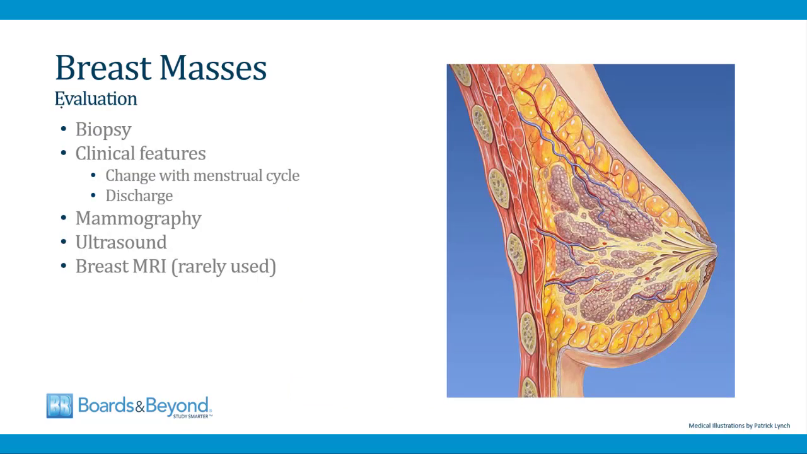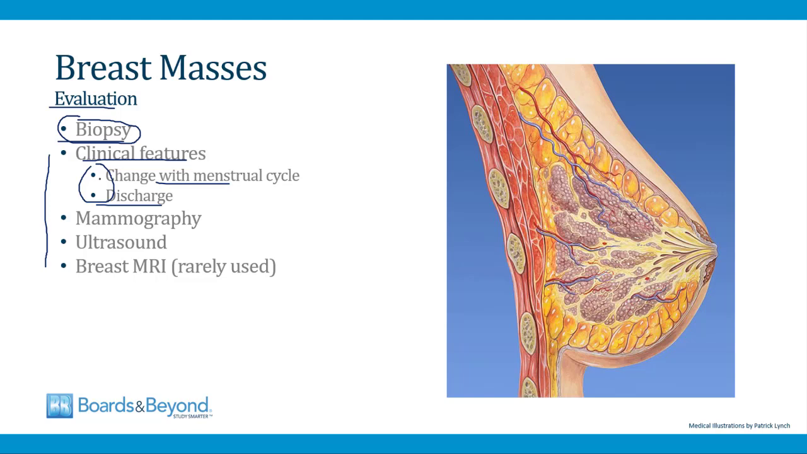There are a number of tools we use to evaluate a breast mass. The most definitive way to evaluate a breast mass is to do a biopsy, but unfortunately biopsy is invasive and it carries a risk of complications, so for that reason we reserve biopsy for select cases, and instead we use these other things here to try and determine whether or not a breast mass is malignant and needs to be biopsied or whether it's benign. You can get clues about the etiology of a breast mass from the clinical features, like does it change with the menstrual cycle or is there discharge, and we'll talk about some of these things later in this video.